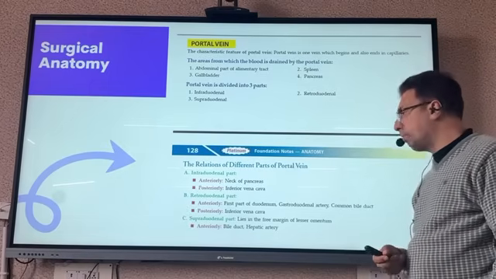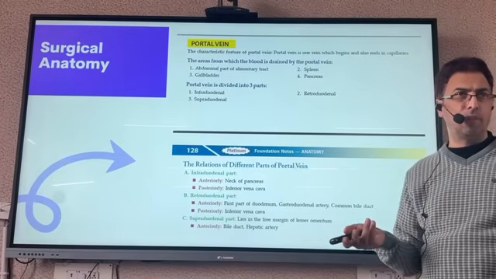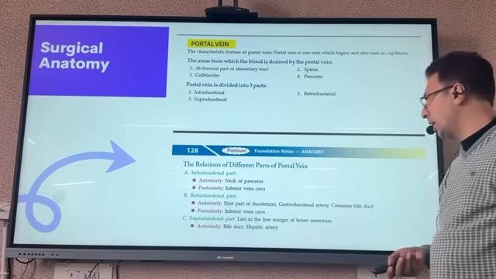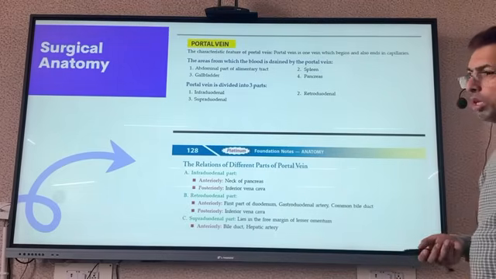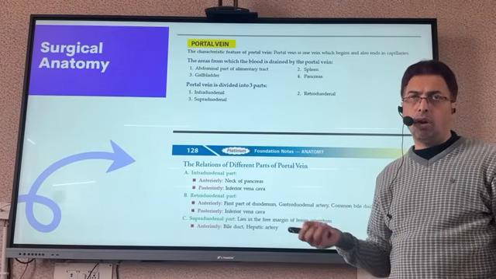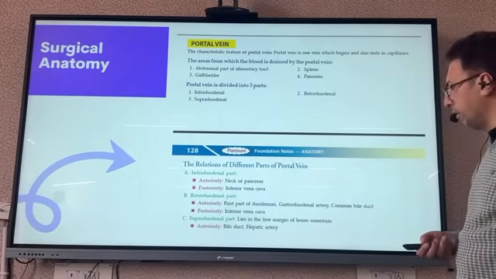Now the retroduodenal part, anteriorly, once it is retroduodenal, what is there? There's nothing I need to say. Common sense. The duodenum will be anterior, naturally. And then the gastroduodenal artery and the common bile duct. Therefore, those are the anterior relations of the retroduodenal part, and posteriorly, again, we have the inferior vena cava.